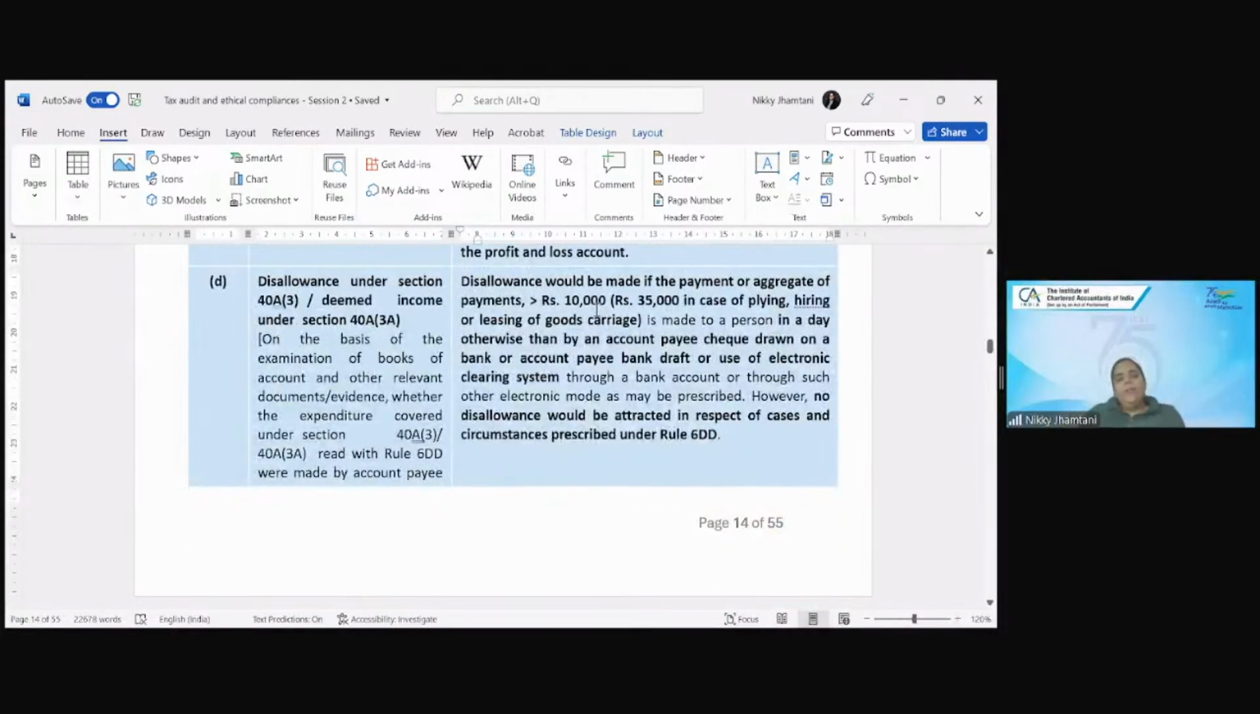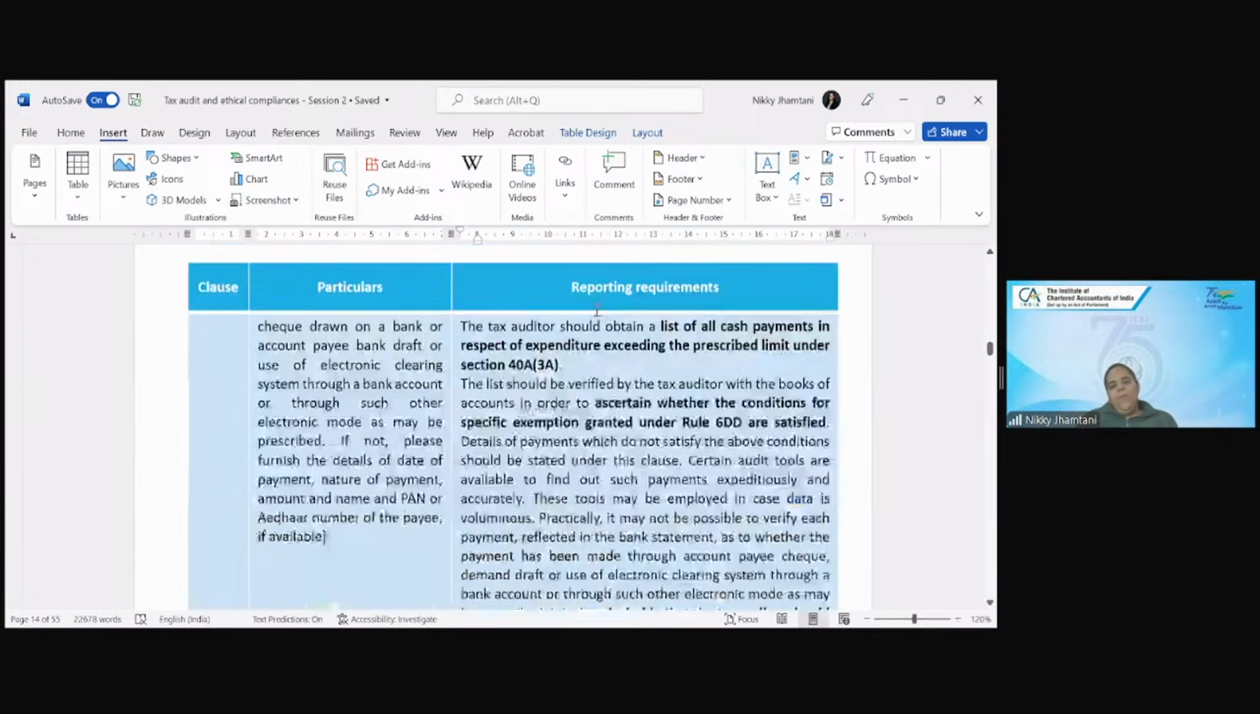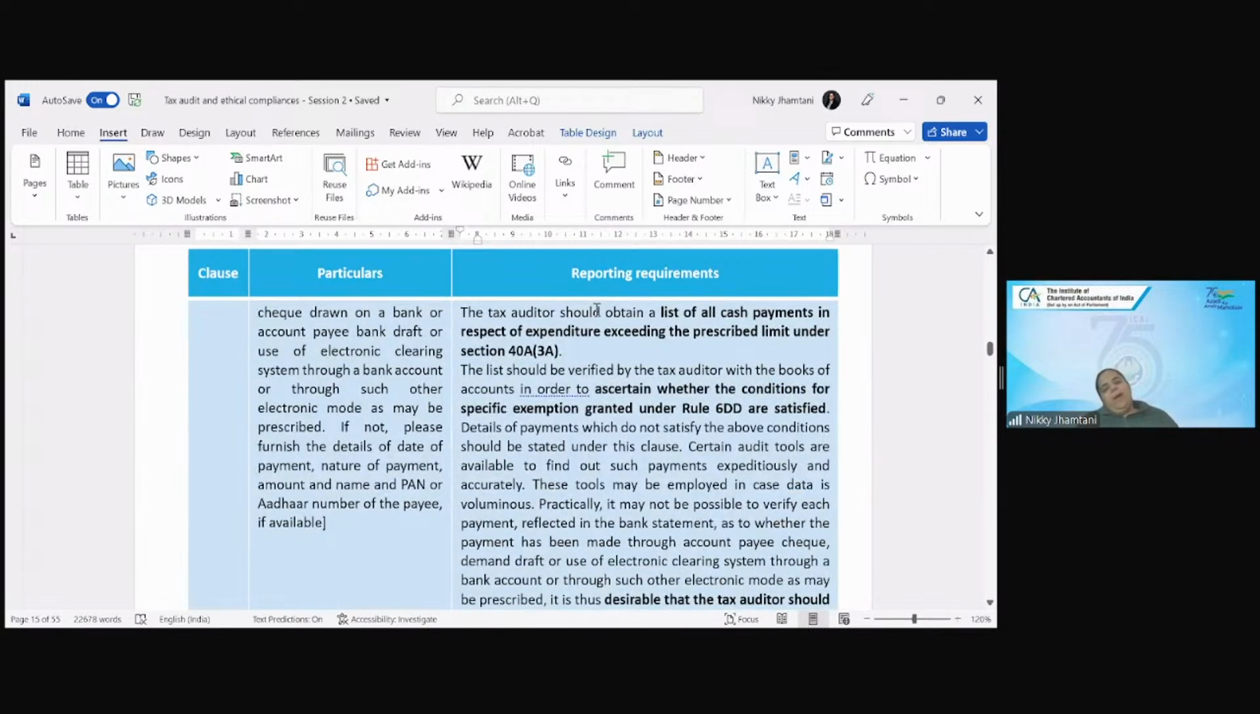Then disallowances under section 40A(3) and deemed income under section 40A(3A). On the basis of examination of books of accounts and other relevant documents or evidence, whether the expenditure covered under section 40A(3) or 40A(3A) read with Rule 6DD were made by account payee cheque drawn on a bank or account payee bank draft or use of ECS through a bank account or through such other electronic mode as may be prescribed. If not, please furnish the details of date of payment, nature of payment, amount, name and PAN and Aadhaar number of the payee if available.